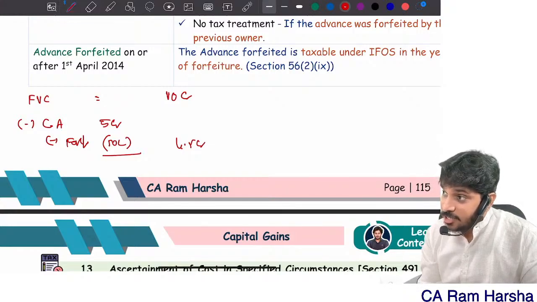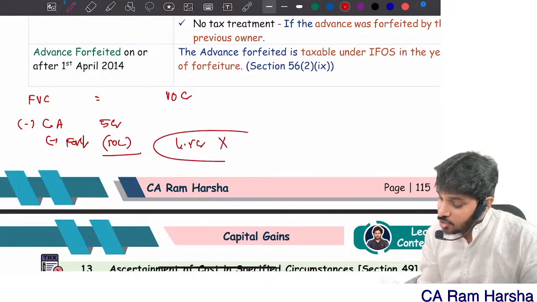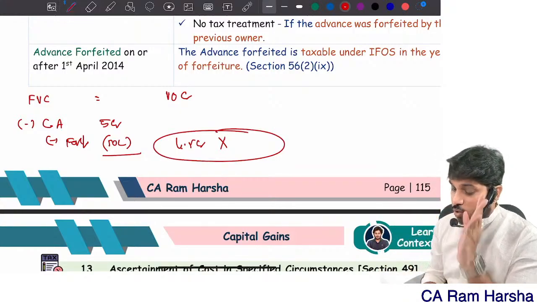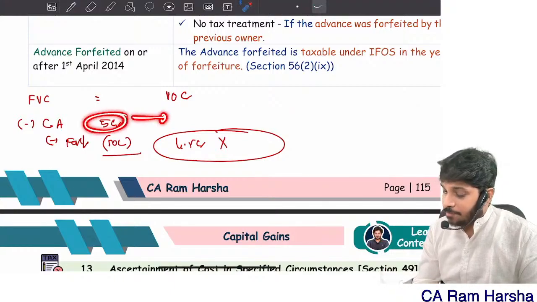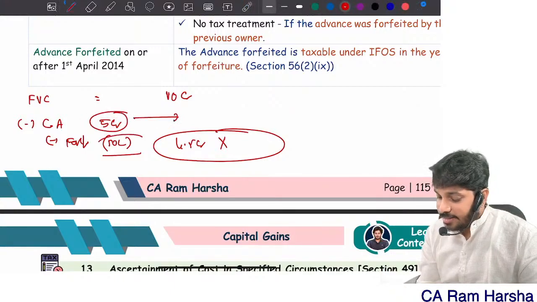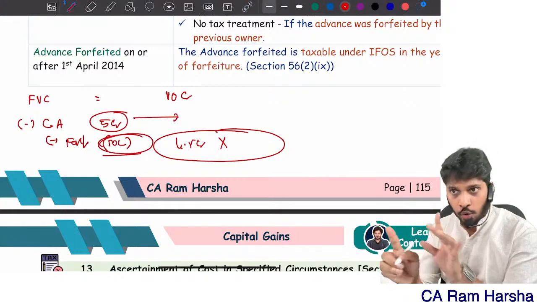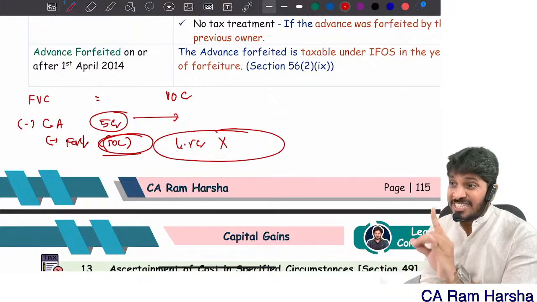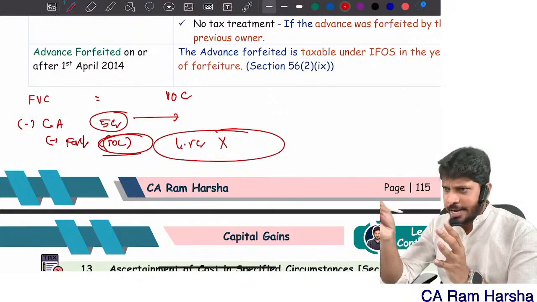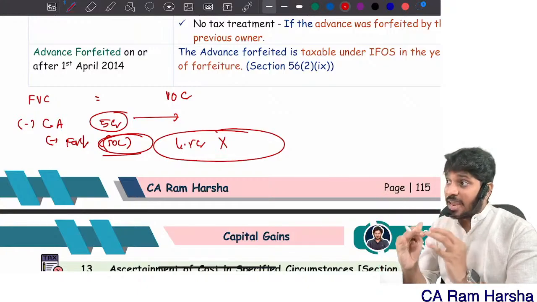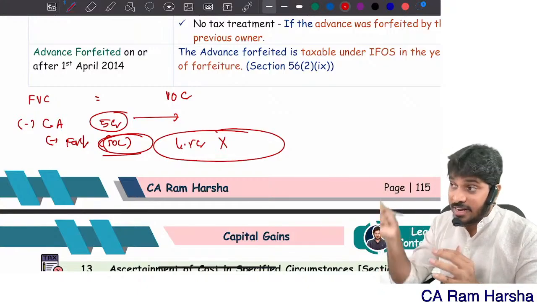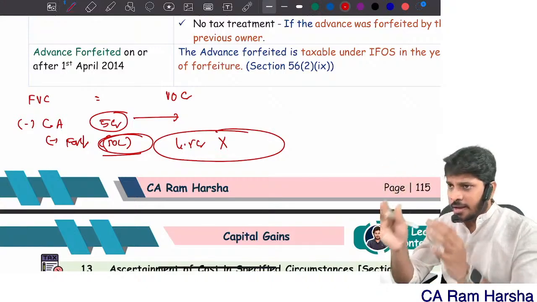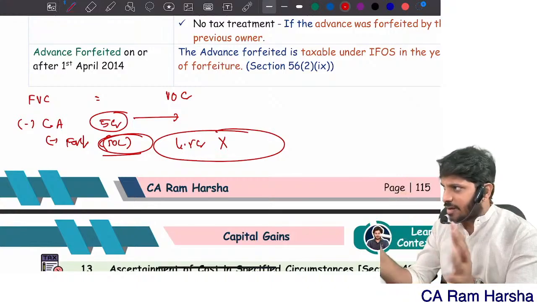If at all this transfer is before 23rd July, this has to be indexed. Many students will make a mistake if forfeiture point is given. What they do, you know, they apply indexation on the full cost and they reduce the forfeited amount from the indexed cost. No. If at all forfeiture of advance is there, you should first reduce that from actual cost or deemed cost, as the case may be. Then on the balance cost, see whether indexation is available. If the transfer is before 23rd July, indexation is available. If the transfer is on or after 23rd July, no indexation is available. That's how you should compute.